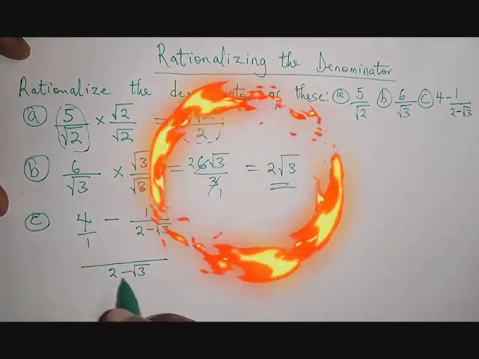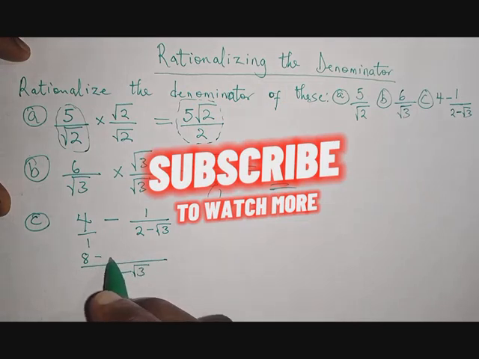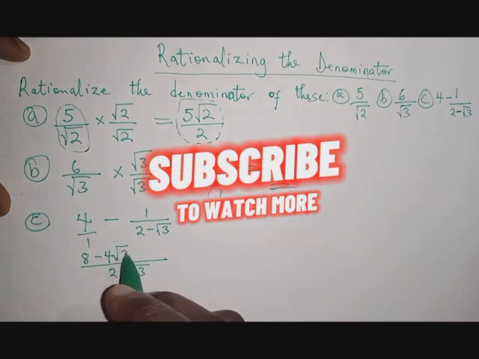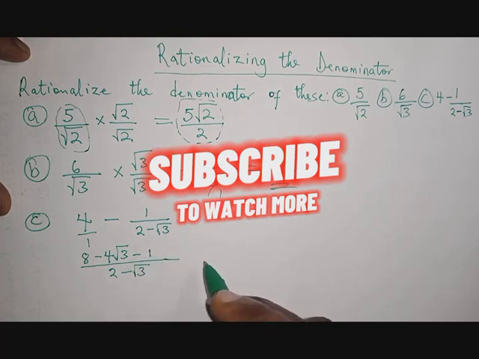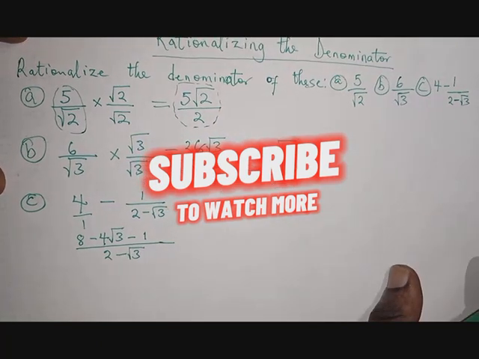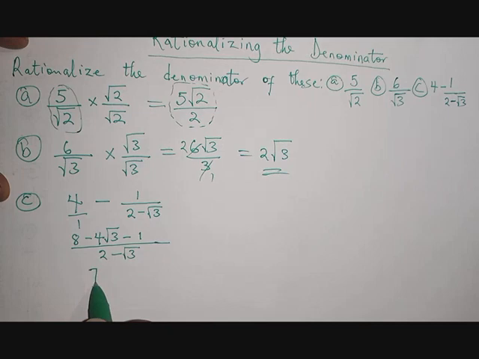Of course, this goes into this time. Then 4 times 2 is 8 minus 4 root 3. And I bring down the negative sign. So this is going to give me 1. So that's that. Then, of course, this is now going to become 8 minus 1 is 7. So it's 7 minus 4 root 3 all over 2 minus root 3.